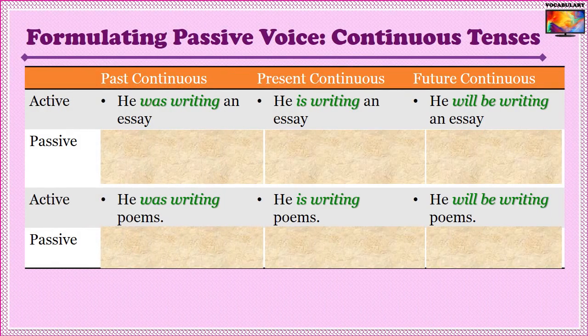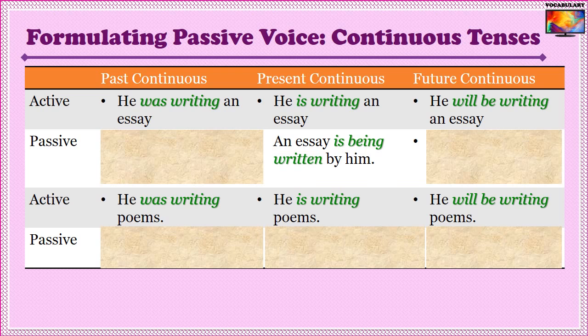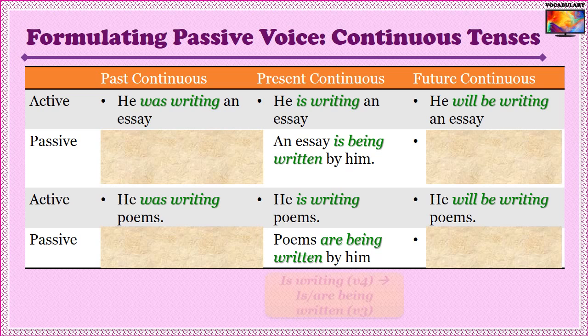Now the continuous tenses. Present continuous tense. He is writing an essay. An essay is being written by him. He is writing poems. Poems are being written by him. So we see that the verb form is or are writing is replaced by is or are being written.